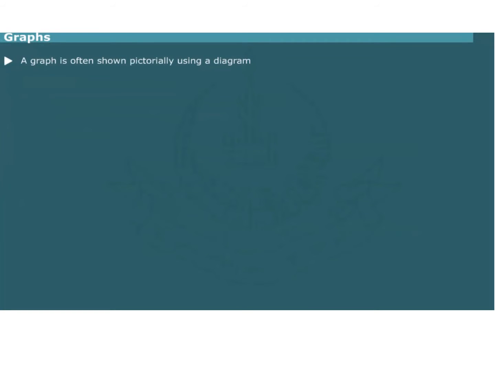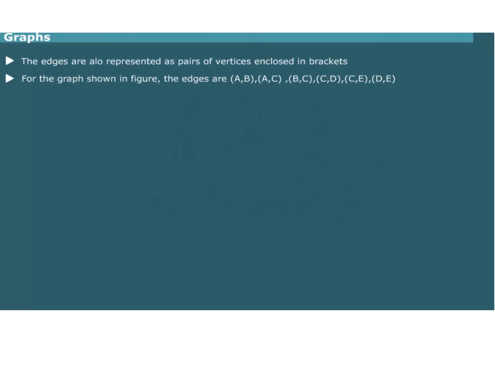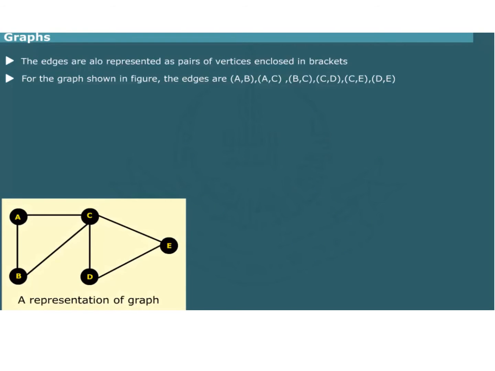More often, graphs are shown pictorially using diagrams. Typically, a rectangle, oval, or circle represents a vertex. Lines or arcs are used to depict the edges. Suppose, for example, a graph consists of vertices A, B, C, D, and E with edges AB, AC, BC, CD, CE, DE. Figure shows a diagrammatical representation of this graph.